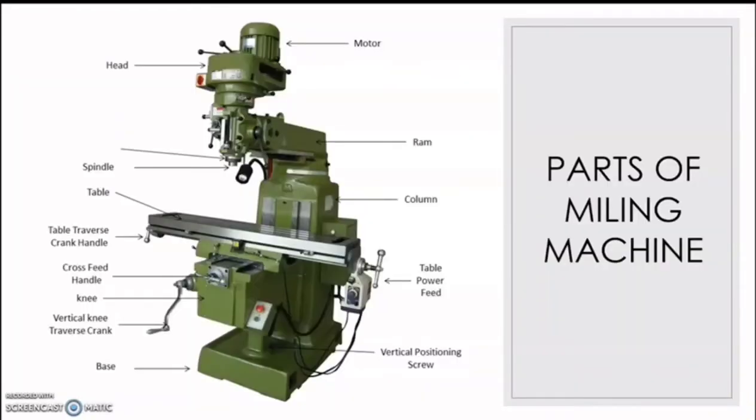The parts of a milling machine are head, motor, ram, spindle, column, table power feed, vertical positioning screw, table traverse crank handle, cross feed handle, knee, vertical knee, reverse crank, and base.